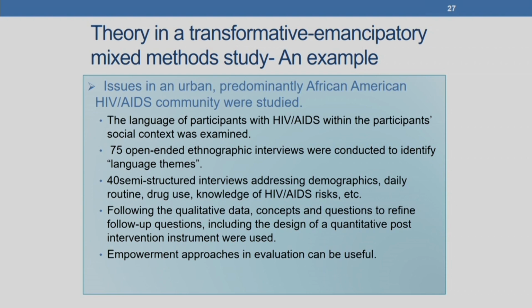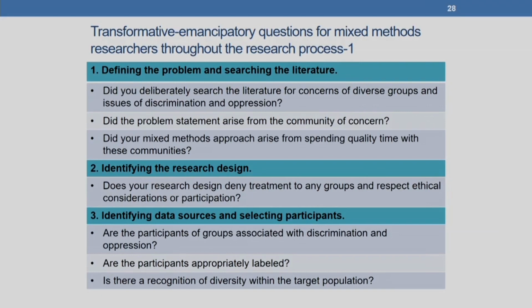So, this also gives us a notion of the elaborate steps in which the mixing of data takes place. 75 open-ended ethnographic interviews, 40 semi-structured interviews, following qualitative data, concepts and questions, and then following up with a design of a quantitative post-intervention instrument. These are all time consuming procedures and need to be thought out and deliberated carefully before initiating the mixed methods research.